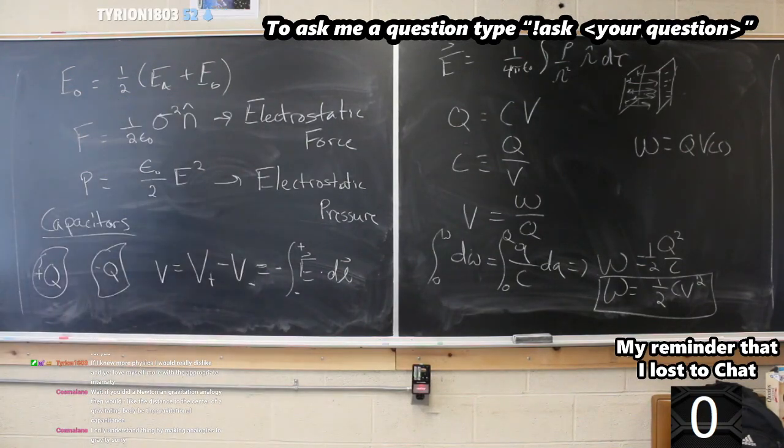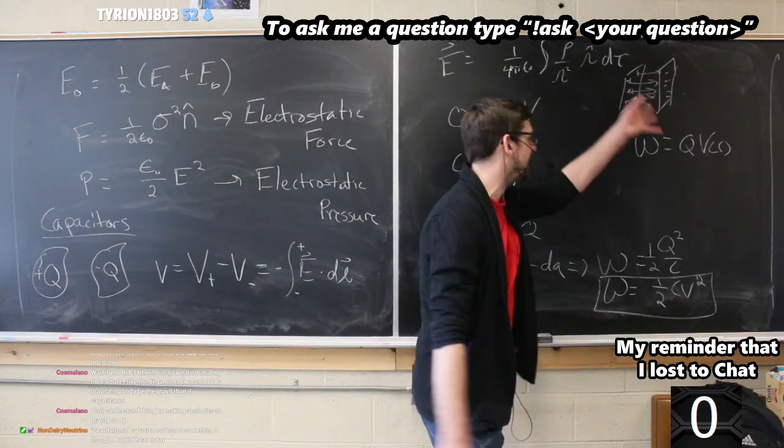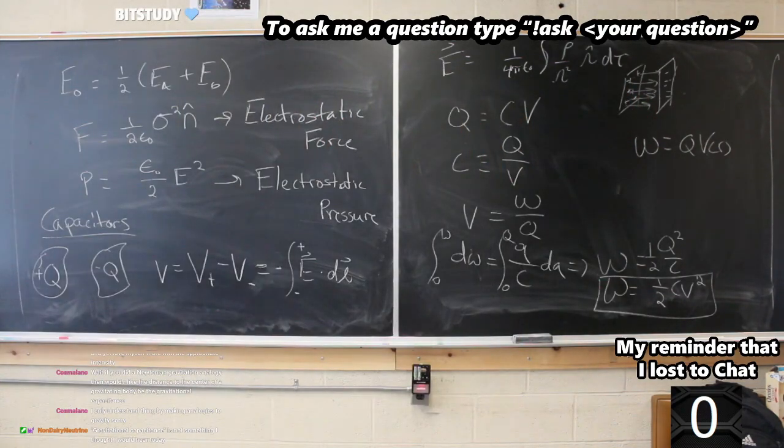So that's it for chapter 2 of Griffiths. We figured out work and how it's associated with building up an electric field inside of a capacitor. And that's it. How did we do?